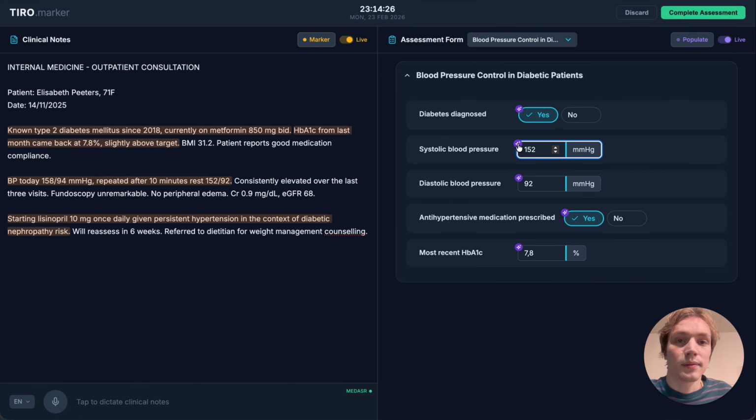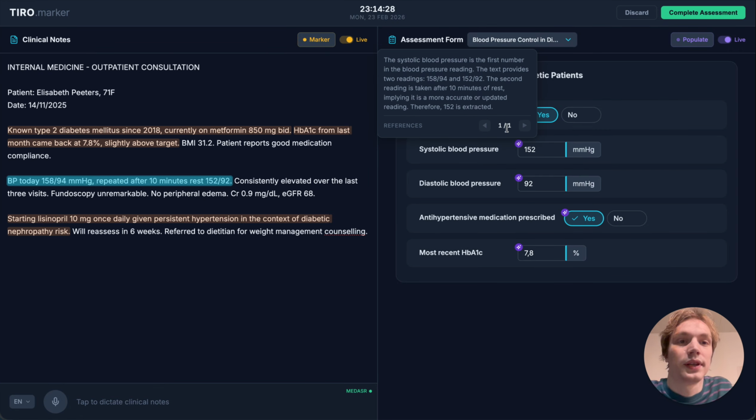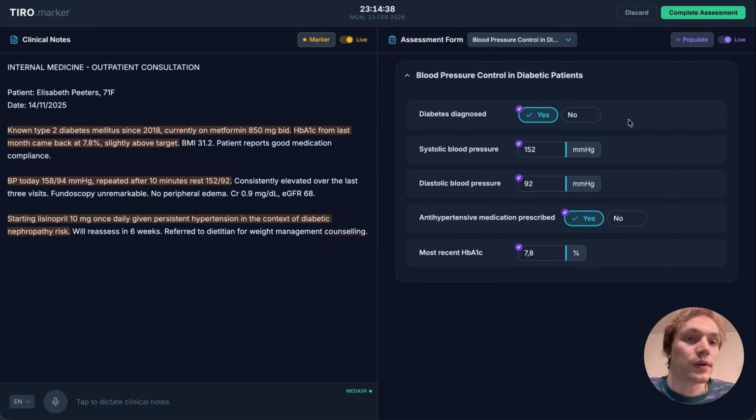Now let's look at this one. The systolic blood pressure is filled in, but the text never says the word systolic. It knows that in blood pressure notation, the first number is systolic. Now imagine running this over 1,000 reports, you'd have a structured research dataset in minutes.